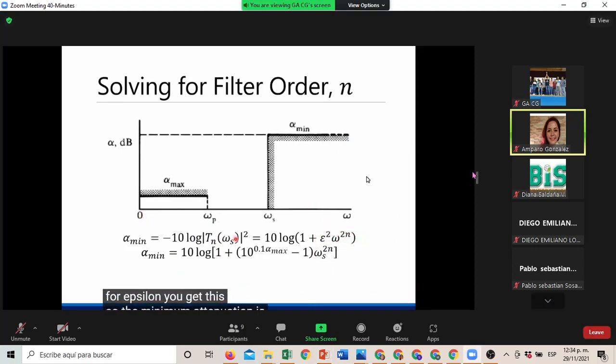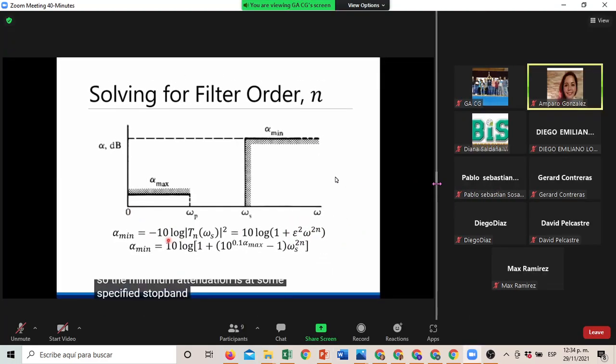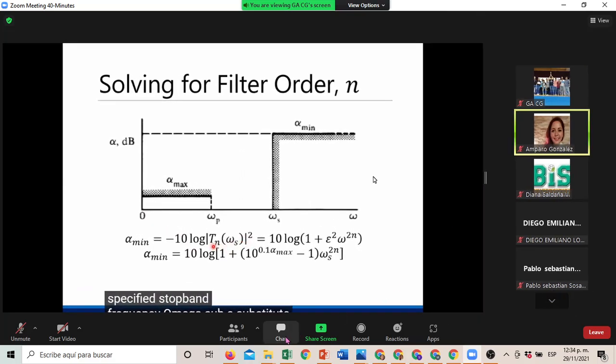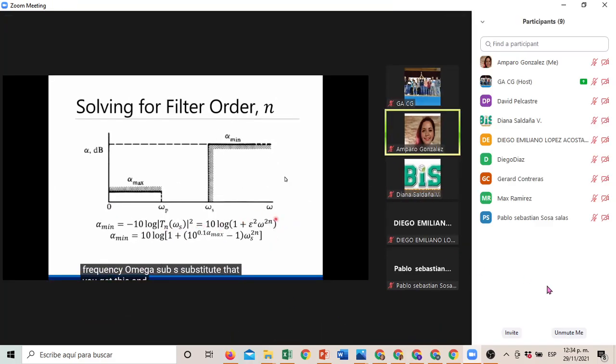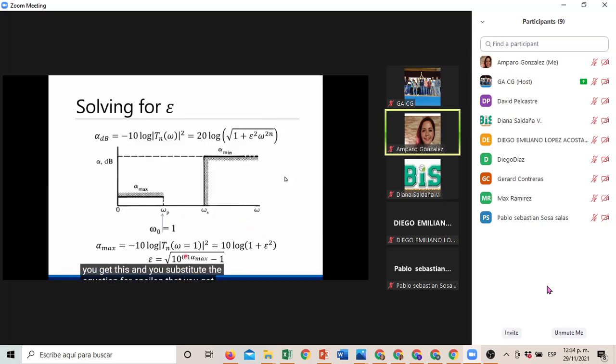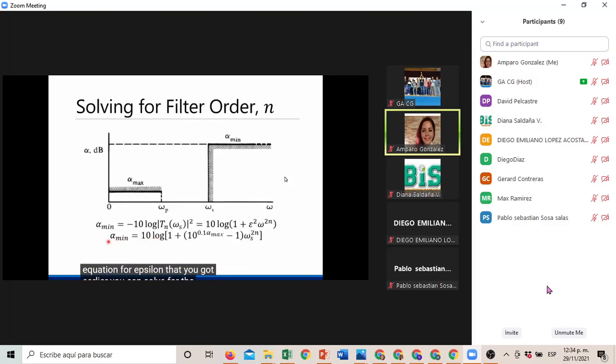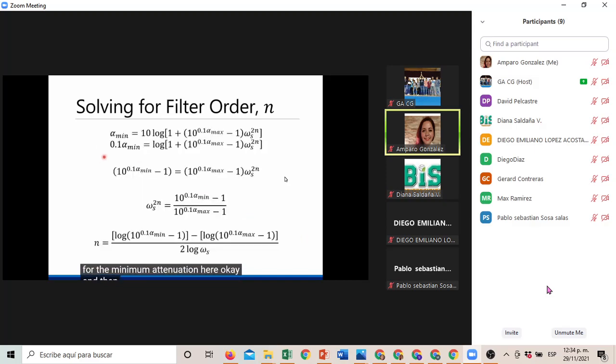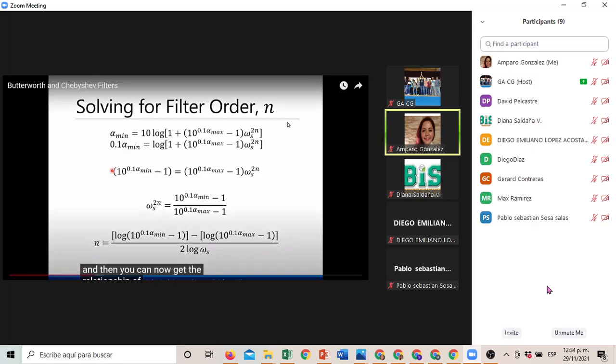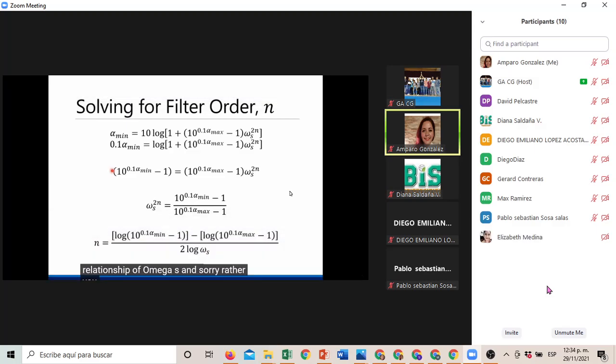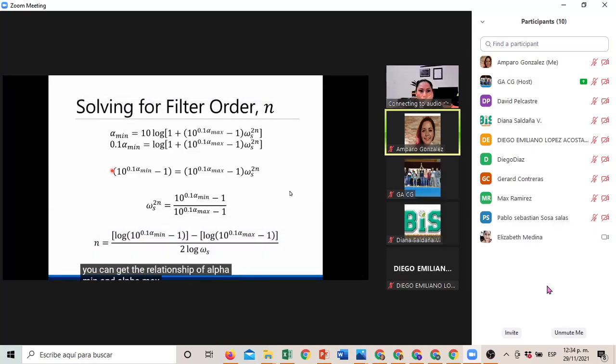So the minimum attenuation is at some specified stop band frequency omega sub s. Substitute that, you get this, and you substitute the equation for epsilon that you got earlier. You can solve for the value of the minimum attenuation here. Okay, and then you can now get the relationship of alpha min and alpha max through this equation, the second equation.